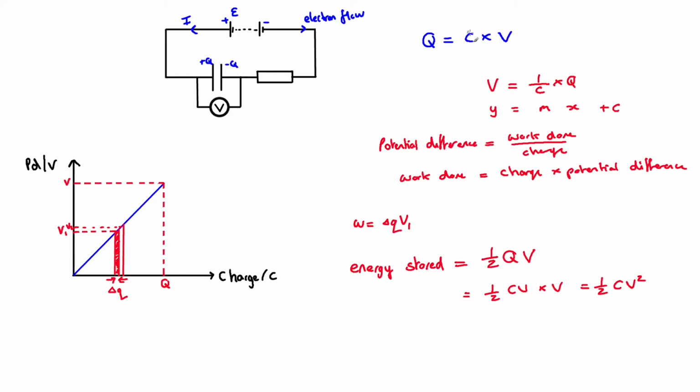What we could also do is replace V here with Q over C. Rearranging that formula, V equals Q over C. So if we replace V here with Q over C, what we've also got is half Q times Q over C, which would be Q squared over 2C. So the energy stored on a charged capacitor is equal to half QV, which is equal to half CV squared, which is equal to Q squared over 2C.